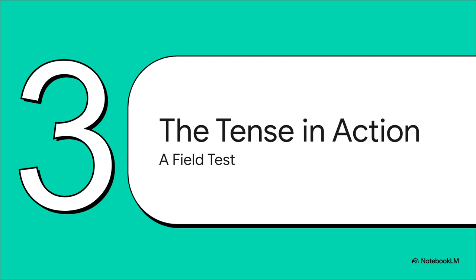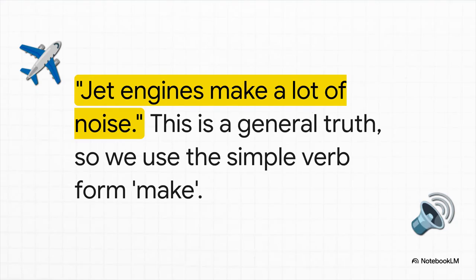All right, enough theory. Time for a field test. Let's see this code we've been learning about out in the wild and break down a couple of real-world examples. Okay, take a look at this one. Jet engines make a lot of noise. Now, which of our 3 scenarios does this fit into? Is it a habit? Nope. It's a general truth. It's just a fact about jet engines. And that's exactly why we use the simple form make.